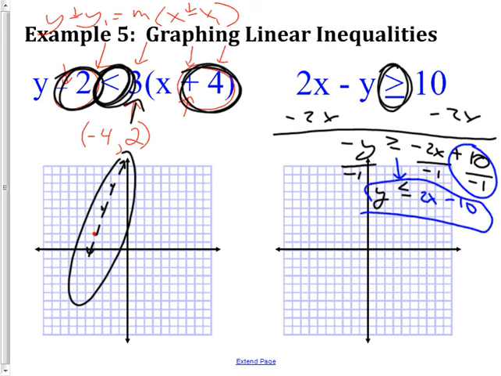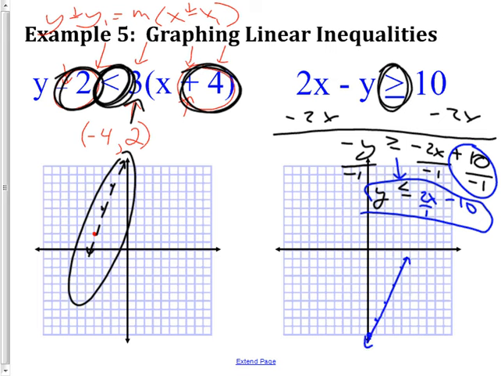It's the y-intercept. The y-intercept is what? The y-intercept is negative 10. So I'm going to start at negative 10, and I have a slope of 2. So that's rise 2 and run 1. It's almost like there's an over 1 here. Rise 2, run 1. Rise 2, run 1. Rise 2, run 1. There we go. And now I use a solid line. That's the difference. And now let's go back and shade both of them.